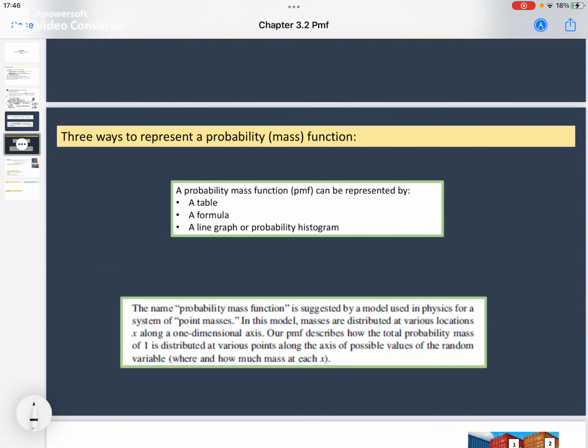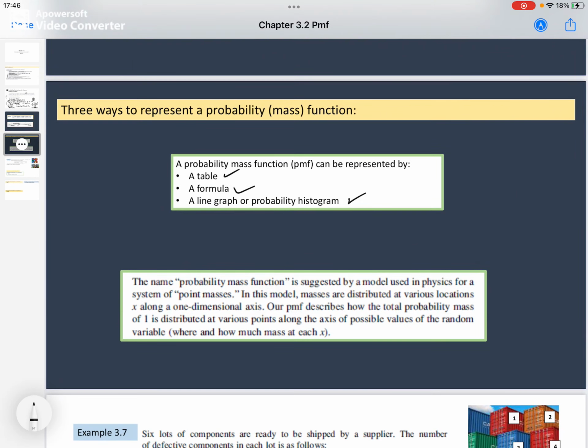Alright, so there are 3 ways to represent a probability mass function. The first way is to use a table, or to write it as a formula, or use some graphical illustration such as a line graph or probability histogram. Now you've been hearing the words probability mass function.